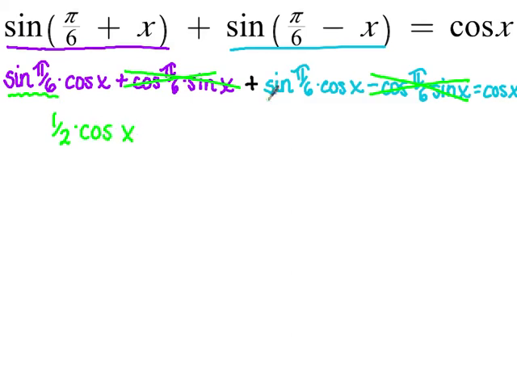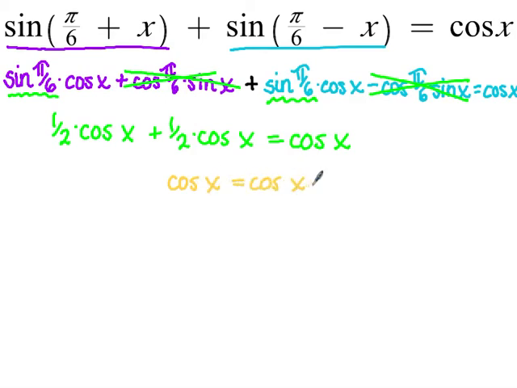What do I notice here? 1/2 cosine x plus 1/2 cosine x. I want to show that that equals cosine x. Well, what do you know about 1/2 plus 1/2? It equals 1. So I know that that just equals cosine x. And I am done.